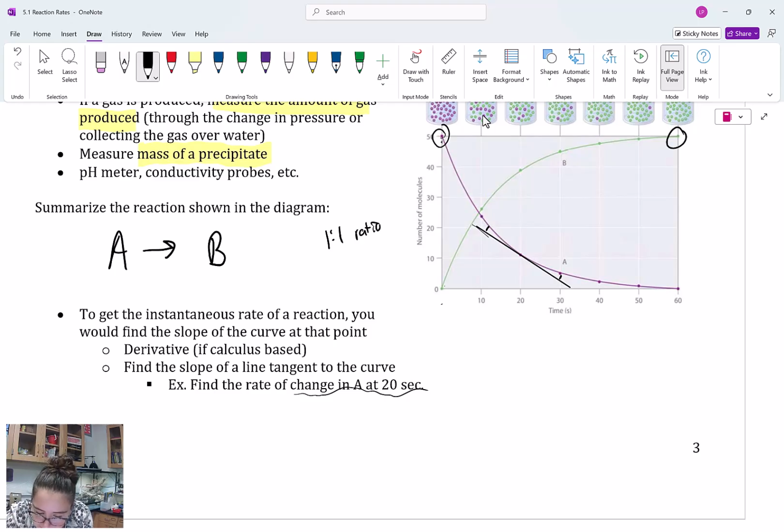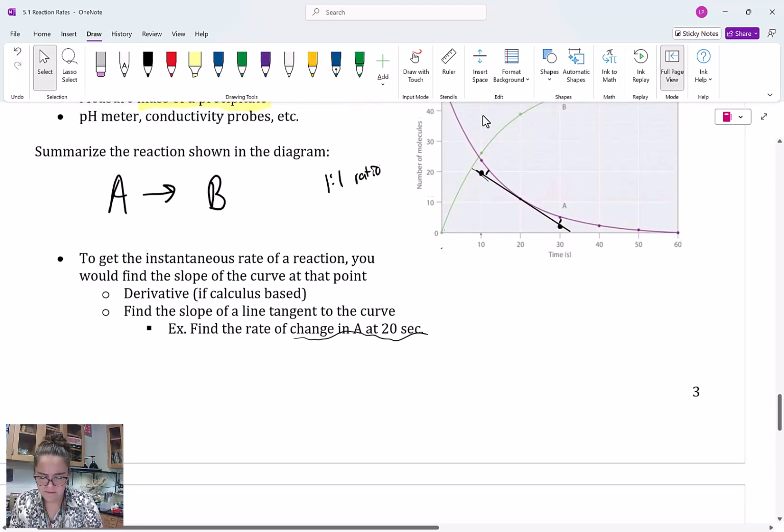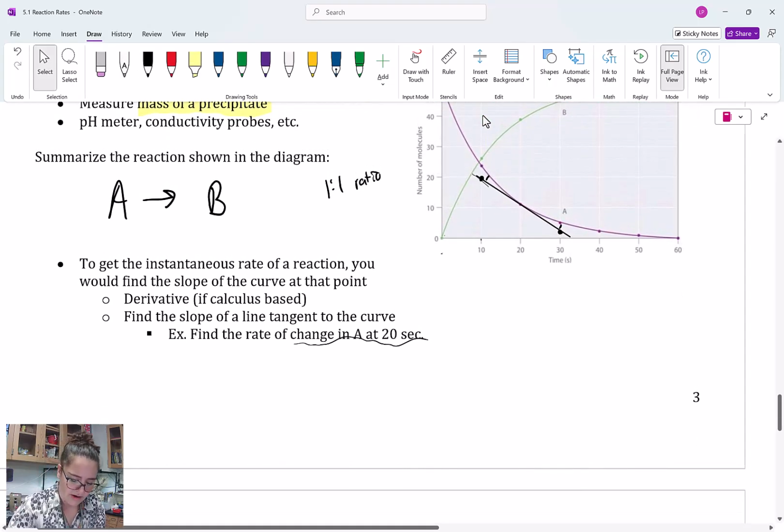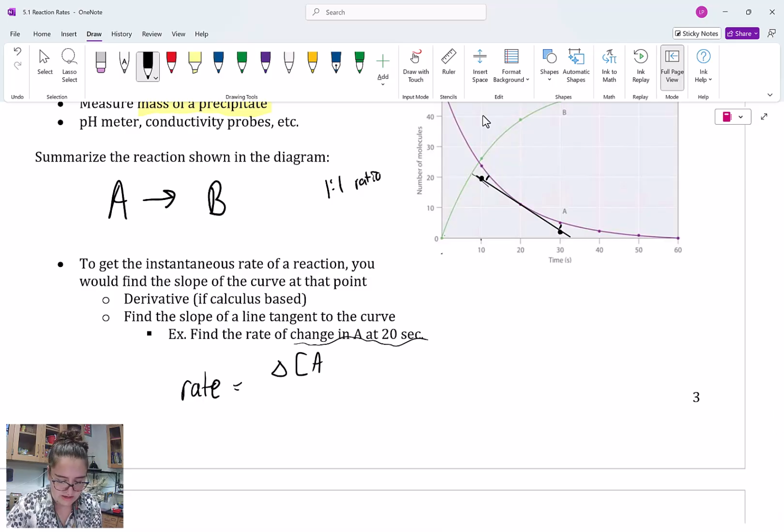So if I'm using that line, I can see here it's at 20 molecules at 10 seconds. Okay, and then the next point that's going to be easiest to get here is probably here where it's at 30 and about 2 seconds, I would say. Okay, so the rate of change or the rate of the reaction is the change in the concentration of A over the change in time. Okay, basically rise over run.